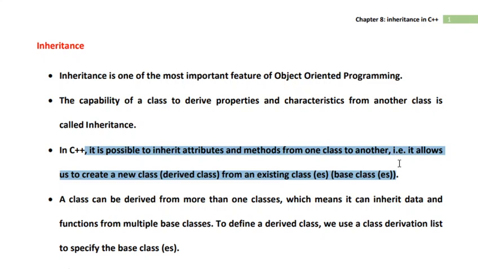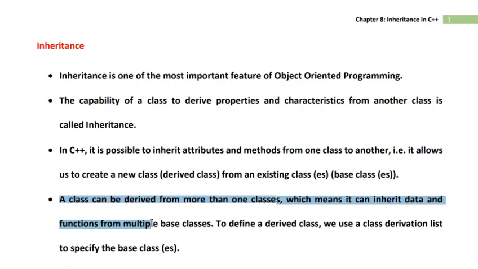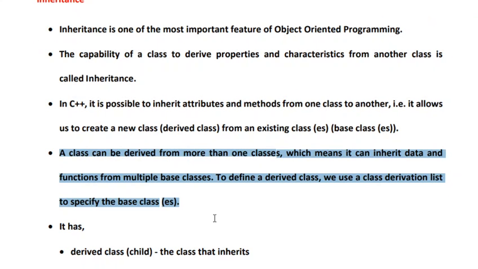That is, it allows us to create a new class from an existing class or a set of existing classes. The new class is called the derived class, whereas the existing class or set of existing classes are called the base class or set of base classes. This implies a class can derive properties from one or more than one class. That is, a class can inherit data and functions from one or more base classes.